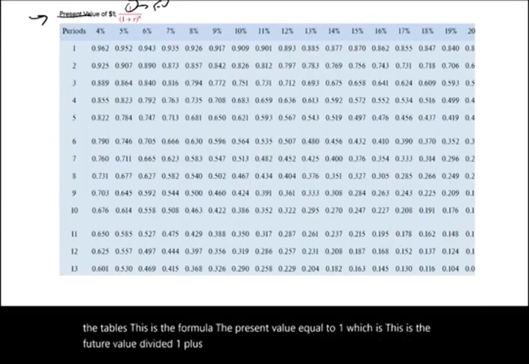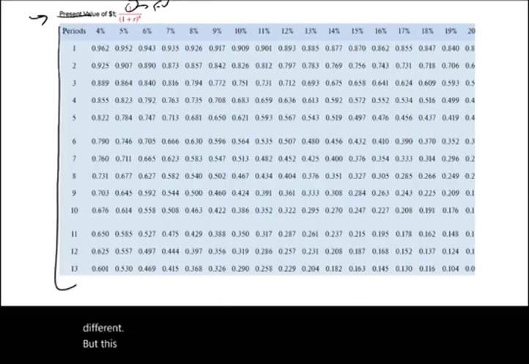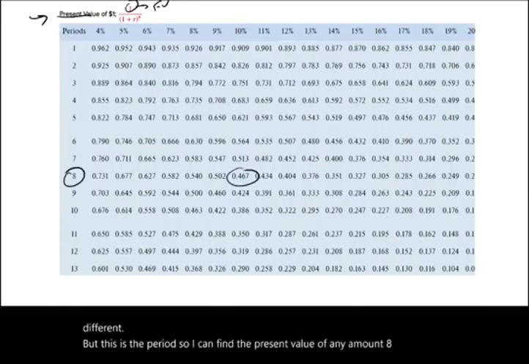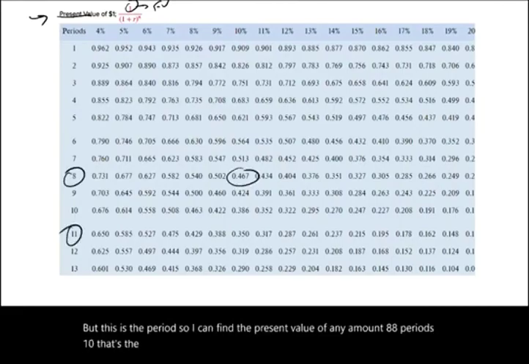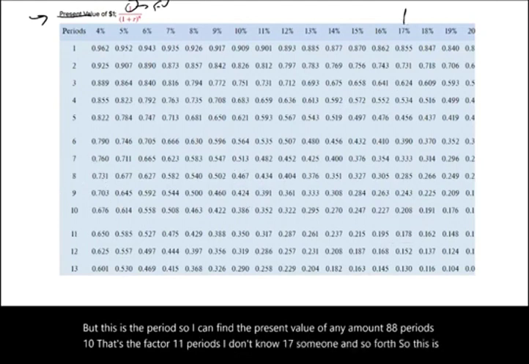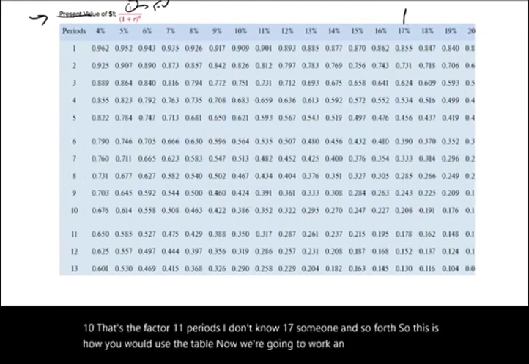This is the formula, the present value equals the future value divided by 1 plus r raised to the nth. Now your table might look a little bit different, but this is the period. So I can find the present value of any amount, 8 periods, 10%, that's the factor. 11 periods, I don't know, 17%, so on and so forth. So this is how you would use the table. Now we're going to work an example just to practice this table.